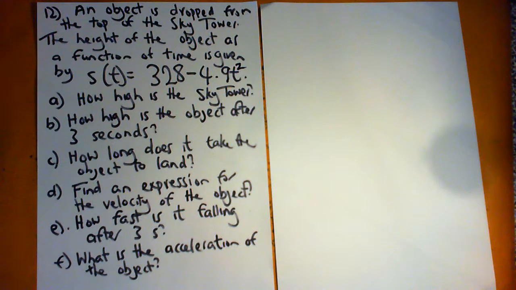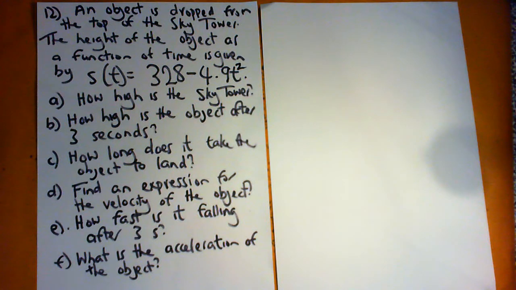So we have a kinematics problem here. We have an object being dropped from the top of the Sky Tower. The height of the object as a function of time, so t would be measured in seconds after the object was dropped, and the height would be given with the ground as a reference, measured in meters. So the height, s as a function of time, is 328 minus 4.9 t squared. How high is the Sky Tower?